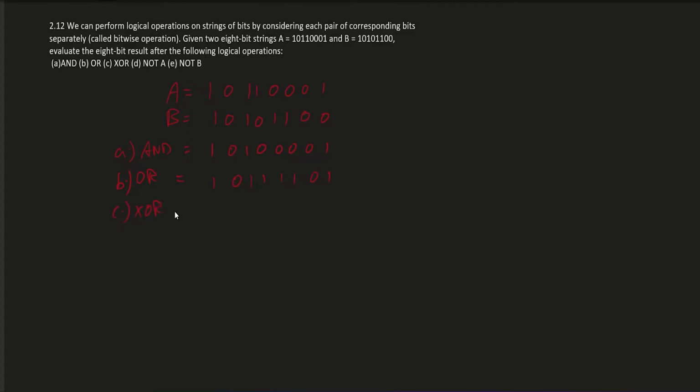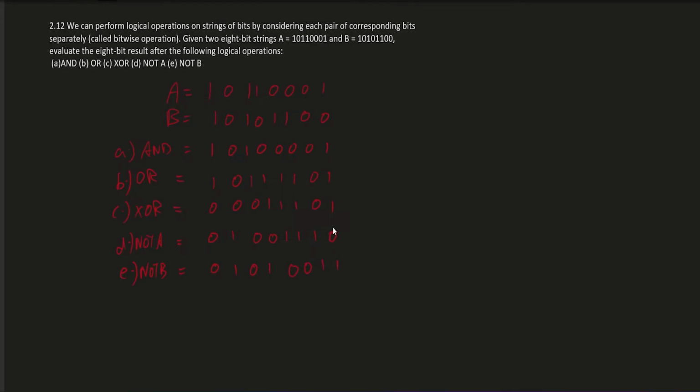Next it will be XOR. XOR is an odd ones detector. When there is an odd number of ones, the output will be high. So 0 0 1 1 1 0 1. Then we have not A, we just invert A. So 0 1 0 0 0 1 1 0. Finally we have not B, just invert B. 0 1 0 1 0 0 1 1.